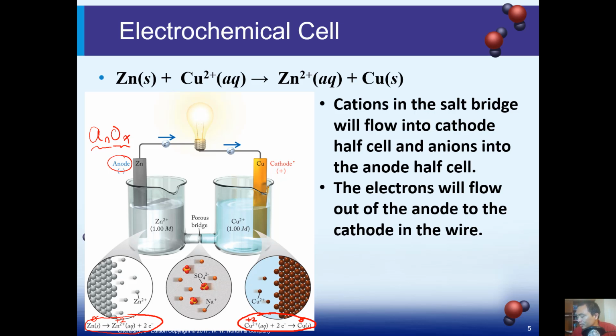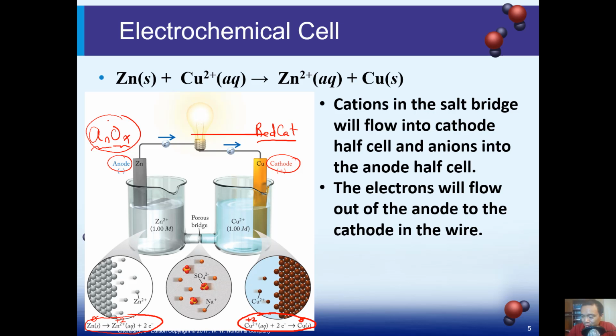For the reduction half cell, we call this half cell the cathode. We can remember this by reduction is cathode. So red cat and NOx, because we cannot do NCAT, so it must be NOx and the red cat.